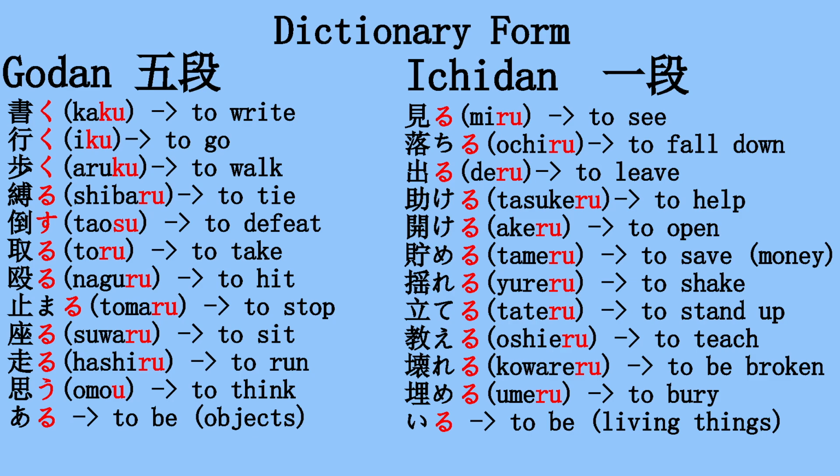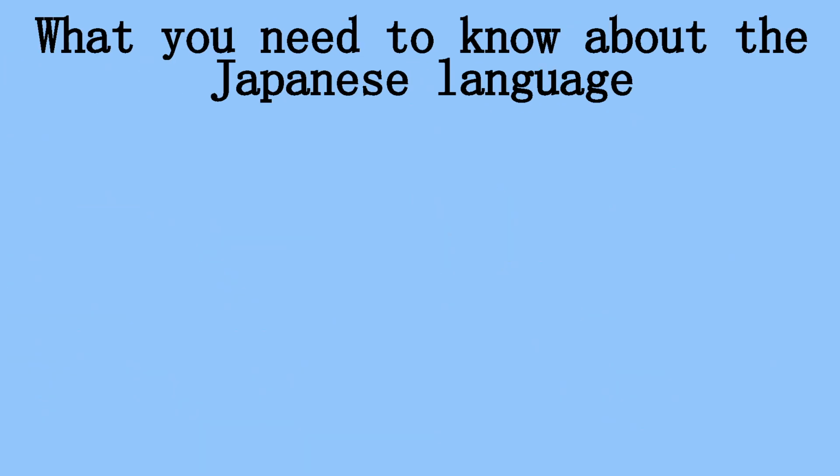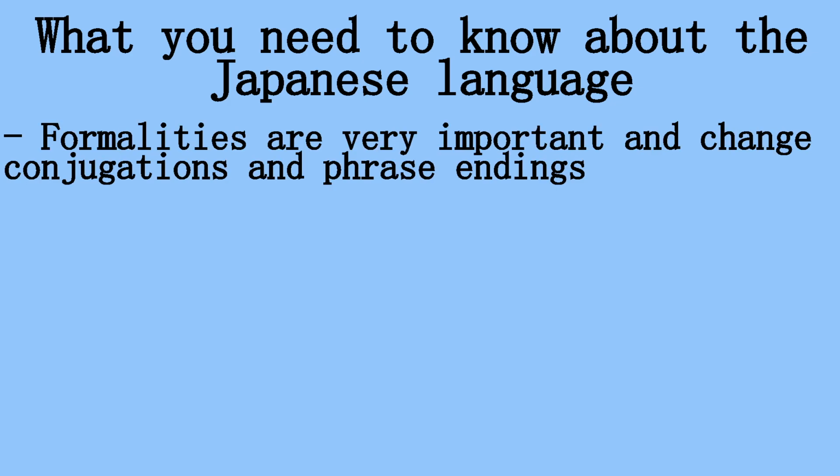With that, let's start the lesson, and let me start with some general information about the Japanese language you have to get used to if you want to learn Japanese. First of all, formalities. Formalities are very important for the Japanese, which includes of course actions, behaviors, and also the language. This includes the conjugations of verbs.